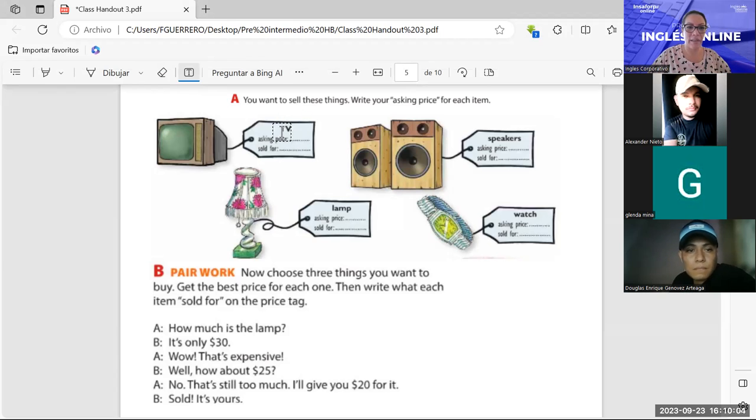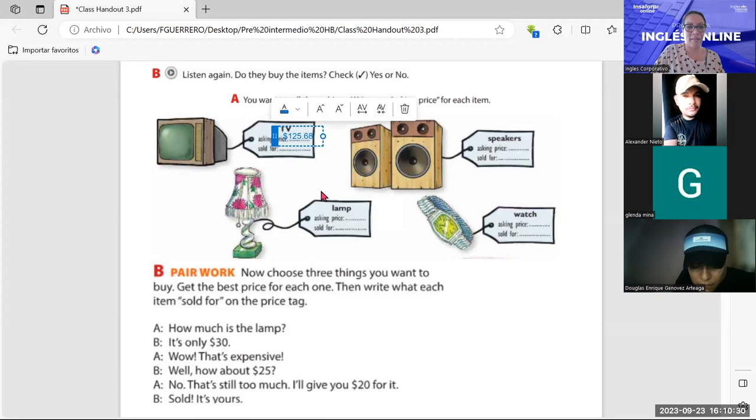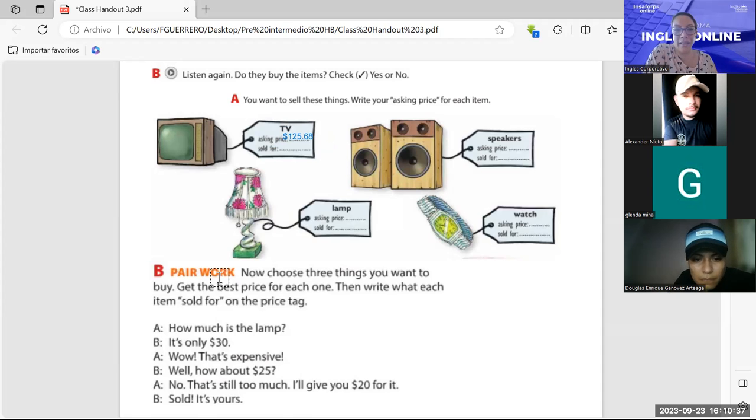Ouch. No me agarró el texto. Okay, ahorita creo que sí. That TV. Vamos a ponerle un precio. Ya ese televisor es historia. Debe ser algo caro. Tiene un valor histórico. Okay, let's see. Alexander, ask for the price for the TV.